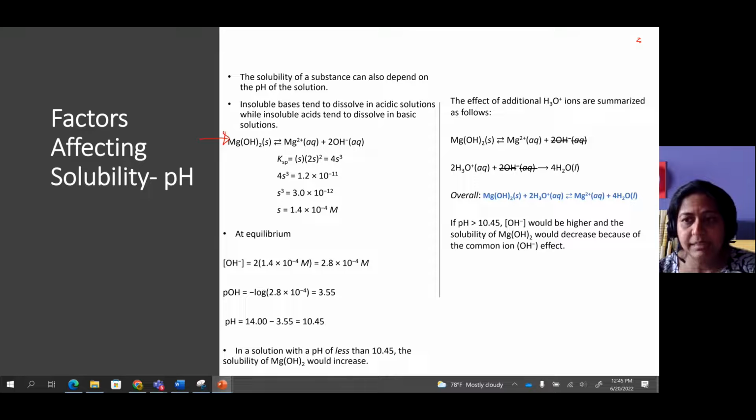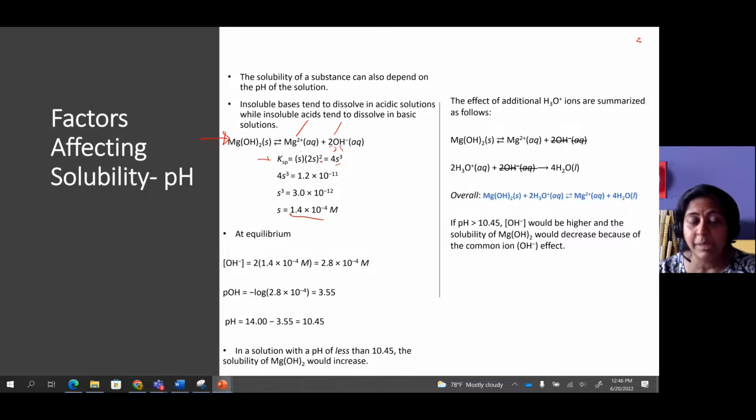Magnesium hydroxide dissociates into magnesium 2+ and hydroxide ions. So we can write the Ksp using S as the molar solubility. S times 2S squared, which equals 4S cubed. And when we solve it, we get the molar solubility as 1.4 times 10 to the negative fourth.